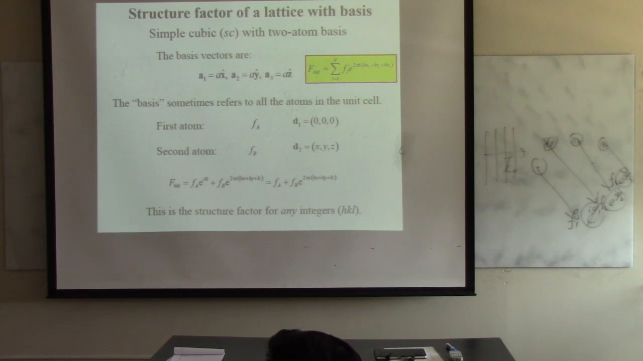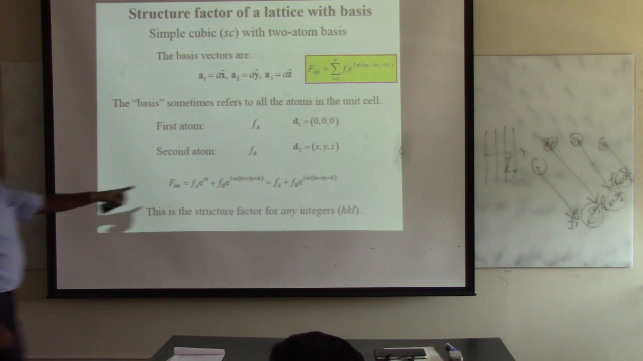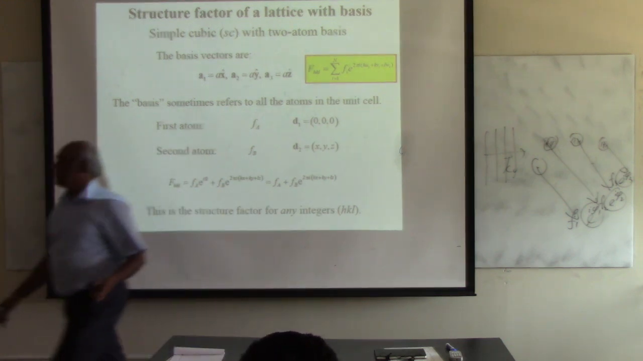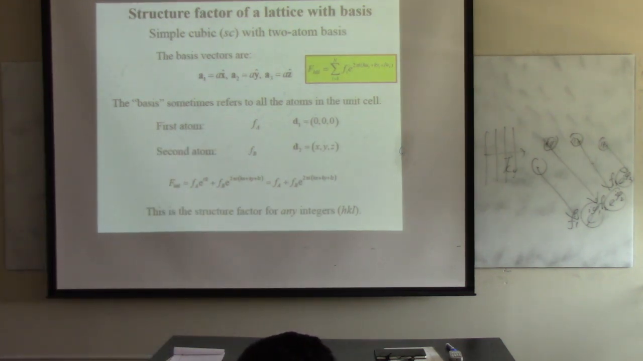Then what do you get here? E to the minus plus i 2 pi. Then what do I get? H times x, y, z, right? Then I have Hx plus Ky, that is the position, for any general position here, plus L times z. So that is your structure factor.